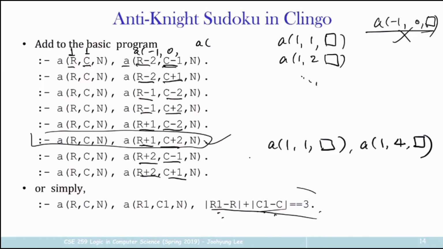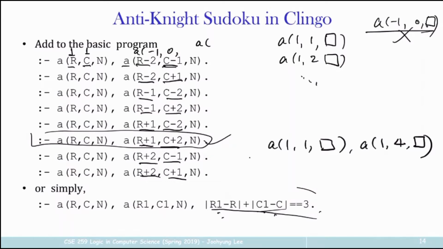So in any of the 8 rules, when R is 1, the second one is either R plus 2, R minus 2, R minus 1, or R plus 1. It changes, right? But here, R1 minus R is 0. C1 minus C is 3. Done.